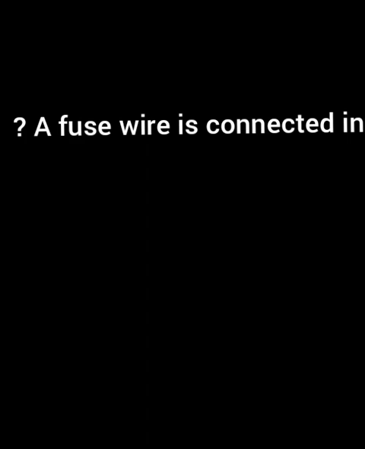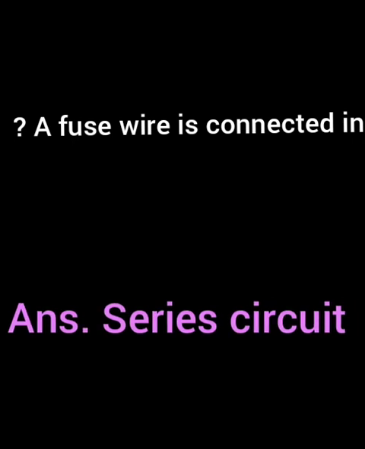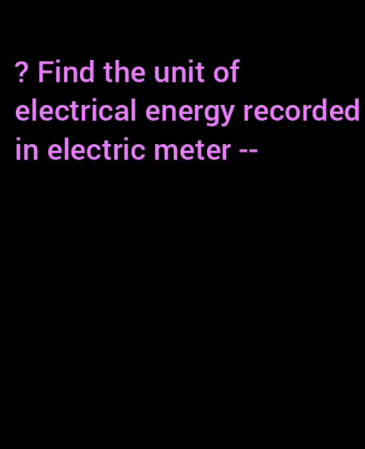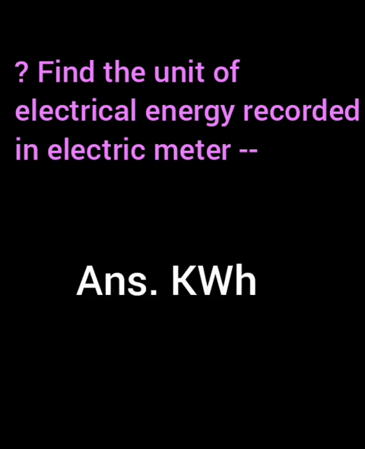A fuse wire is connected in what? Series circuits. Sometimes it may come as fill in the blanks also. A fuse wire is connected in dash circuits, then the correct option will be series. Now question next. Find the unit of electrical energy recorded in an electric meter. Here the correct option will be kilowatt hour. Kilowatt hour is the correct option.